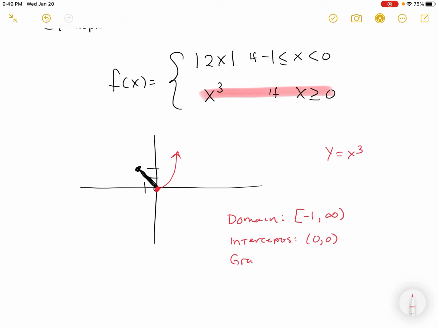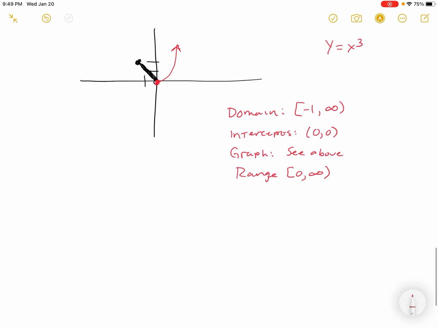The graph, see above, and the range. Well, how low do we get? We get to 0 and we obtain it, and we can go as high as we want. So, kind of fun, right, filling in all of these things.